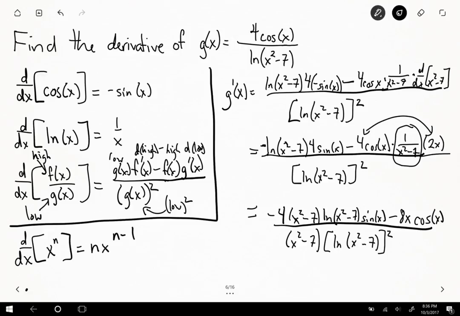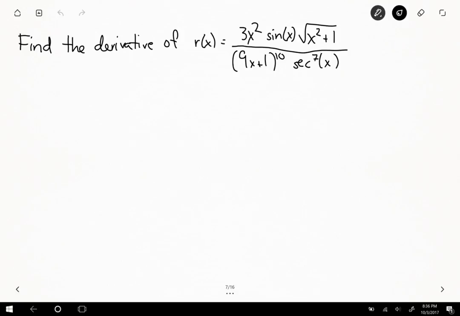Okay, so moving forward on this, let's see our next one. What do we got? Ooh, this one's all sorts of nasty here. Find the derivative of r of x equals 3x squared sine of x square root of x squared plus 1 in the numerator, divided by 9x plus 1, that quantity raised to the 10th power, and then the secant raised to the 7th power of x. Oh my goodness, this is all sorts of nasty, right?